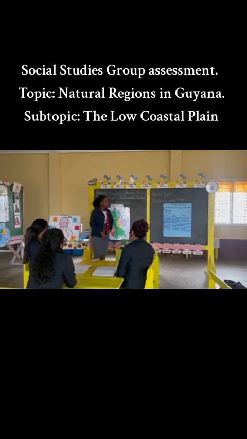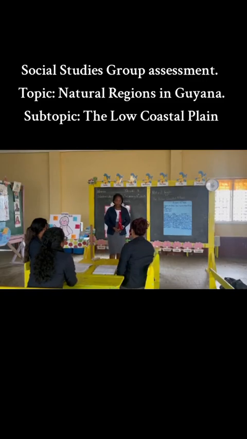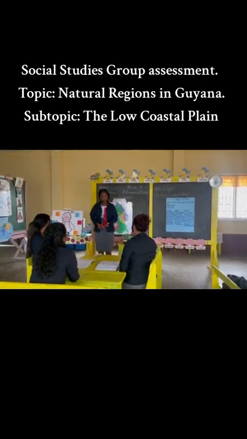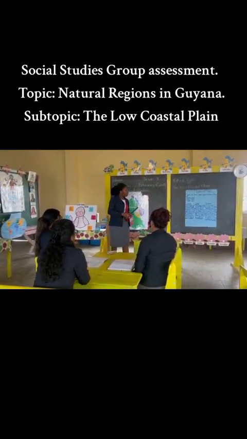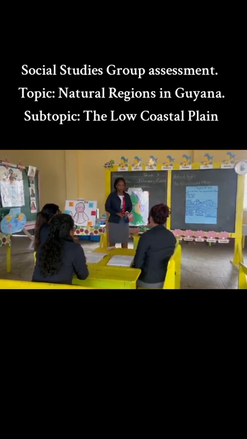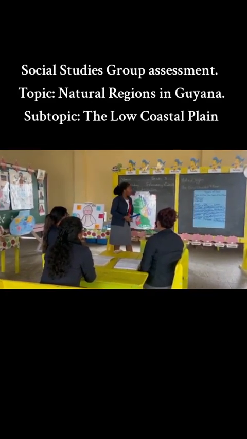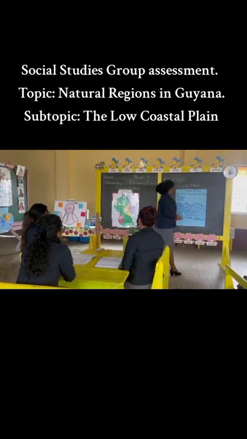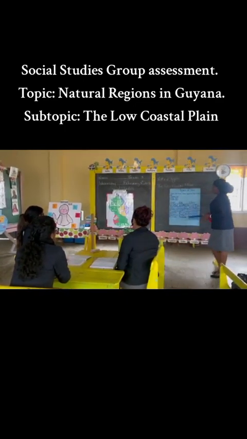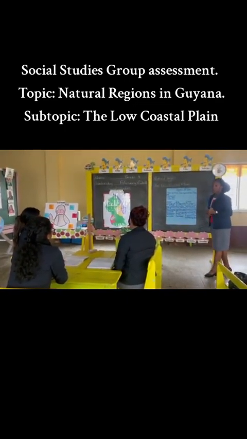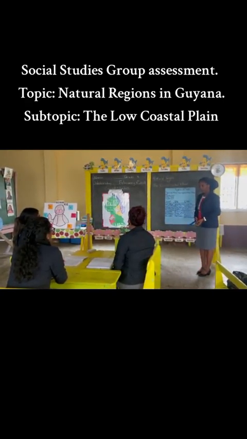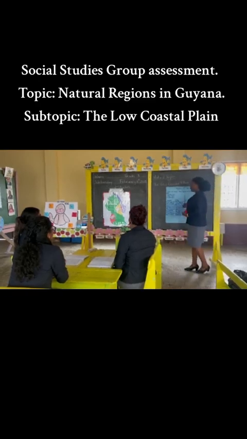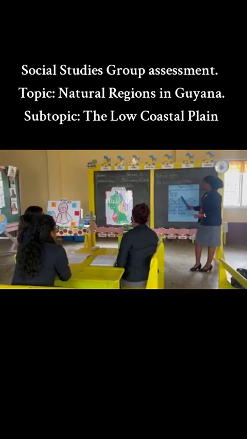So the next feature is types of soil found on the low coastal plain. Does anybody know what soil is? No? Okay. Soil is the top layer of the earth that plants grow on, right? So now we have three main types of soil that are found on the low coastal plain. Can anybody name one or two? Sandy, clay, and loam.